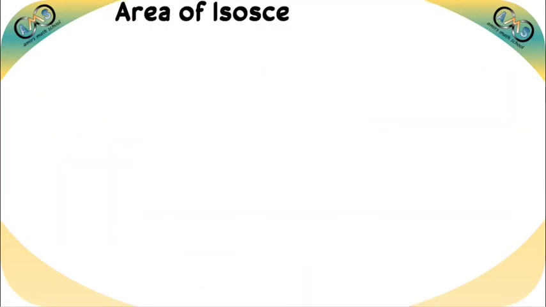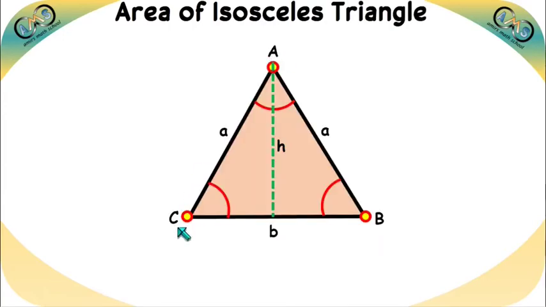Let's find the area of the isosceles triangle. Here, this ABC is an isosceles triangle. These two sides are equal, that is, the length is A, and this side length is B, and this one is the height. For the isosceles triangle, this height and this median are equal. With this height, this length is separated into two equal parts. So this part is B by 2, this part is also B by 2.